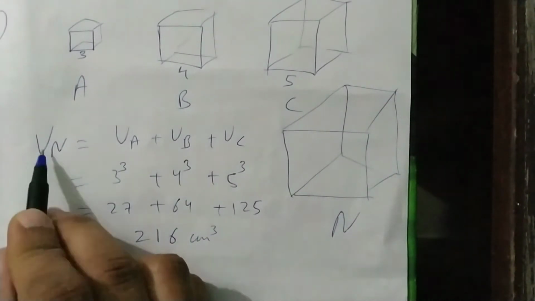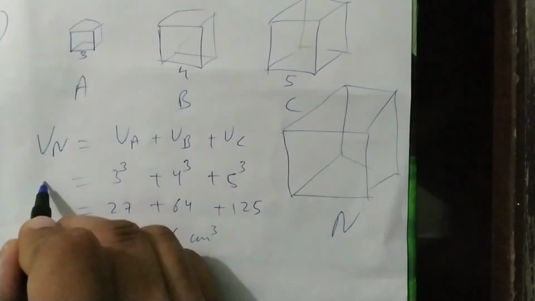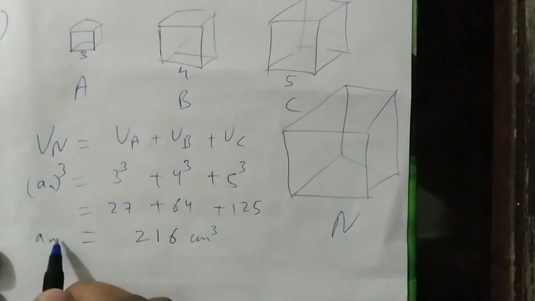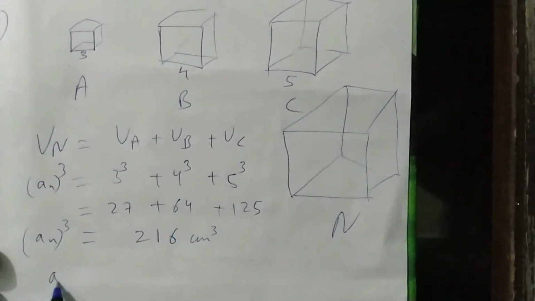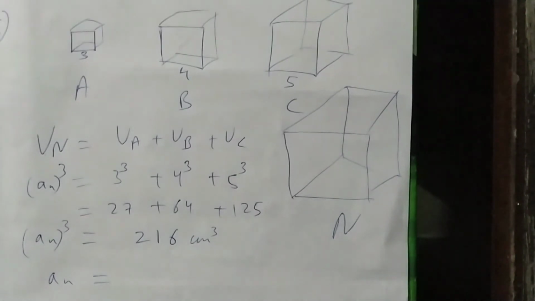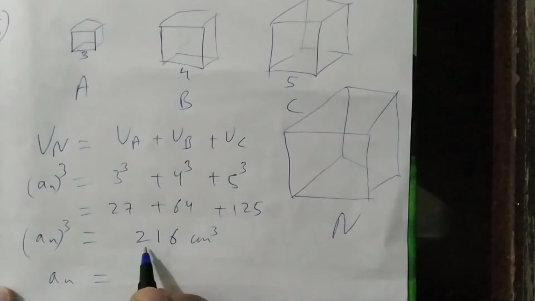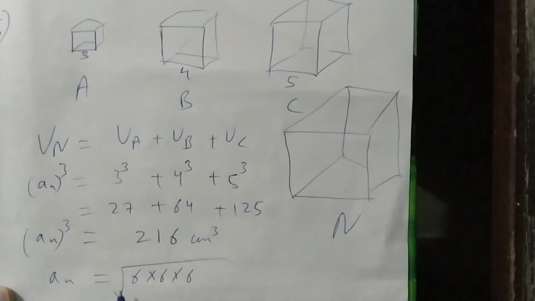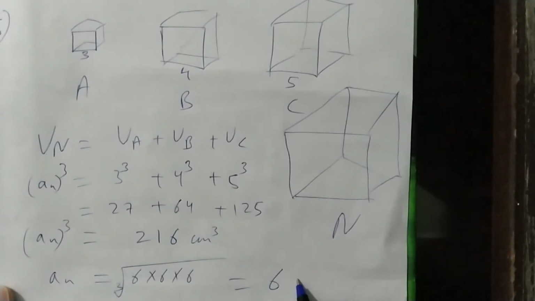Now what will be the formula of the new cube? If its side is a, then a cube is 216, so from here we can calculate a. So 6 cube is 216, so we can write 6 into 6 into 6, and taking the cube root, a is equal to 6. So the edge of the new cube is 6 centimeter.